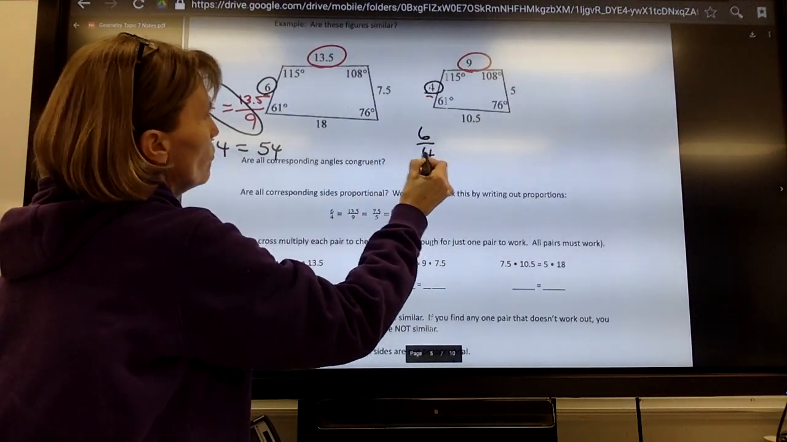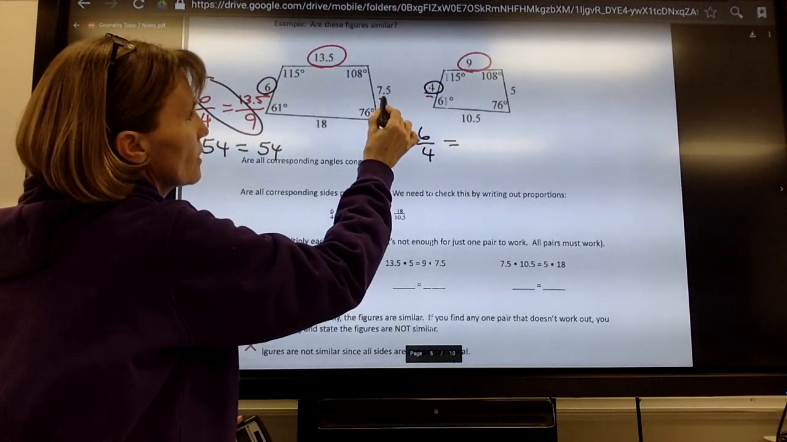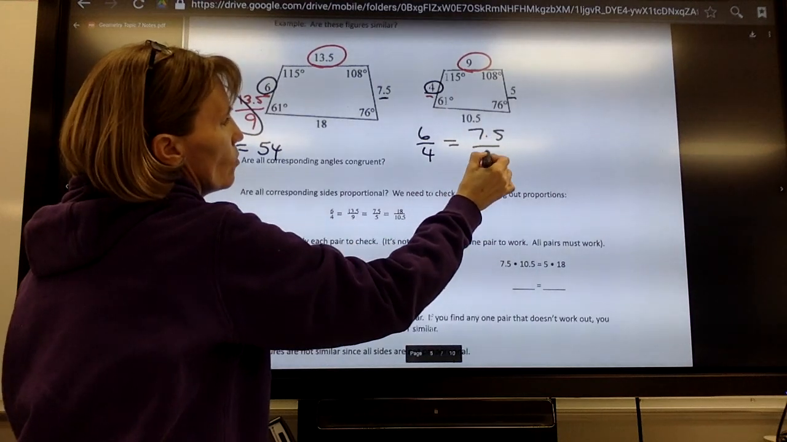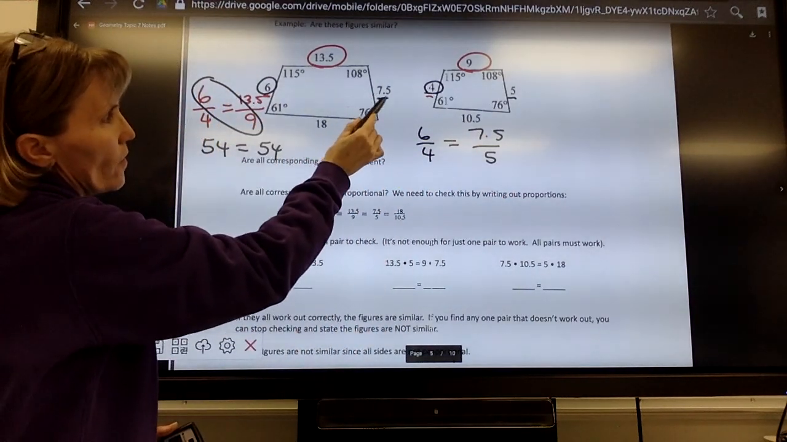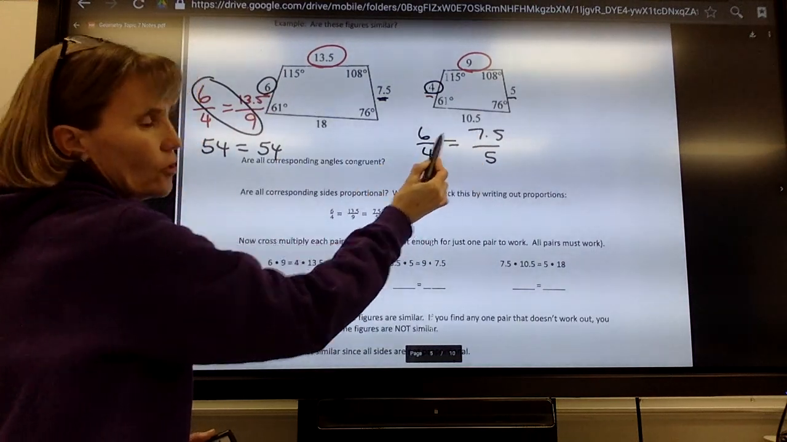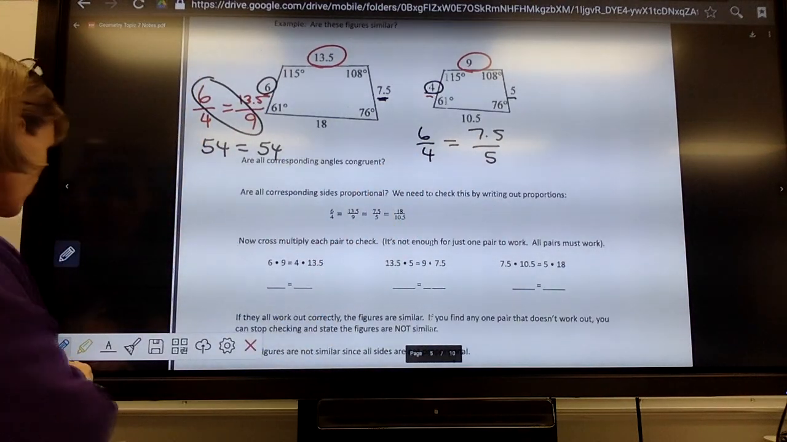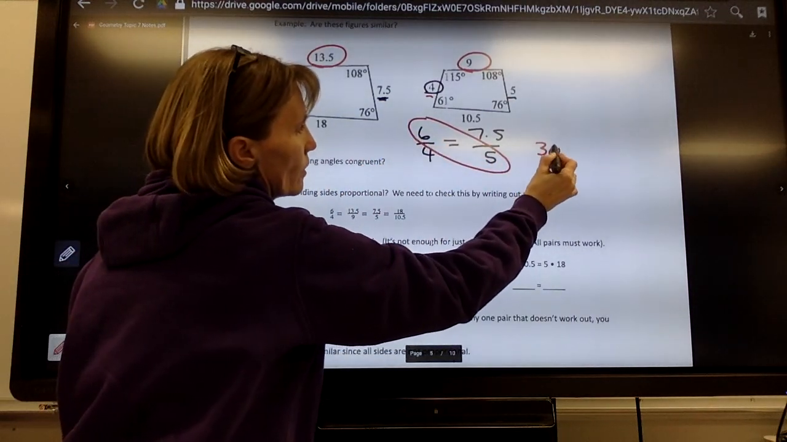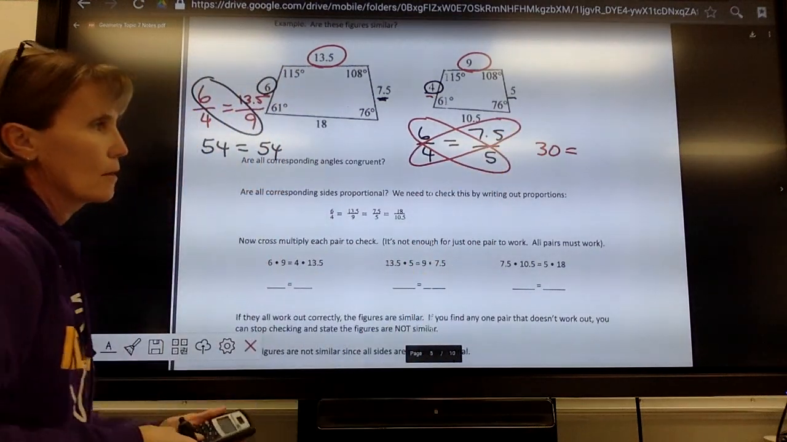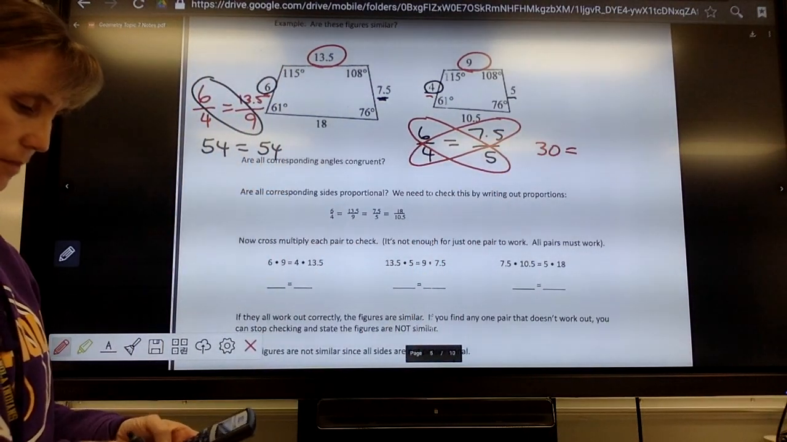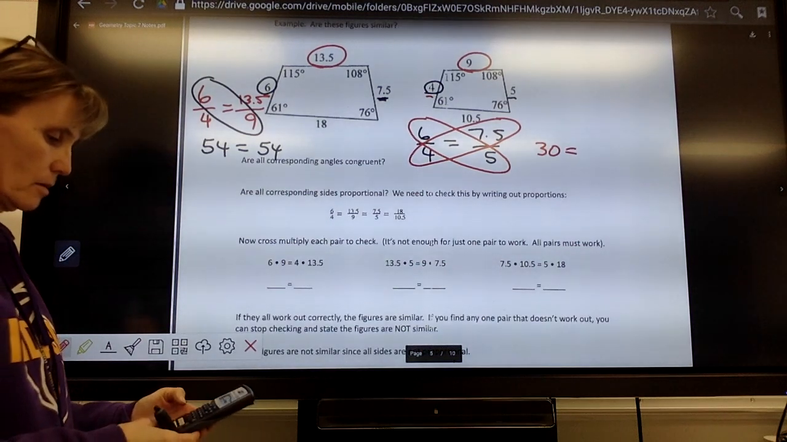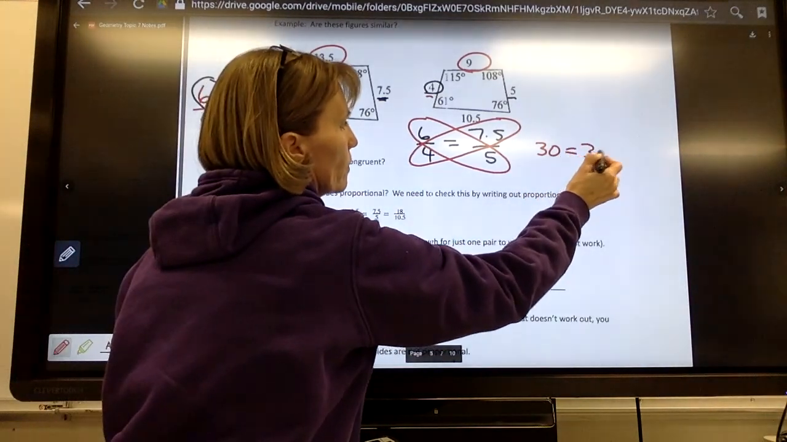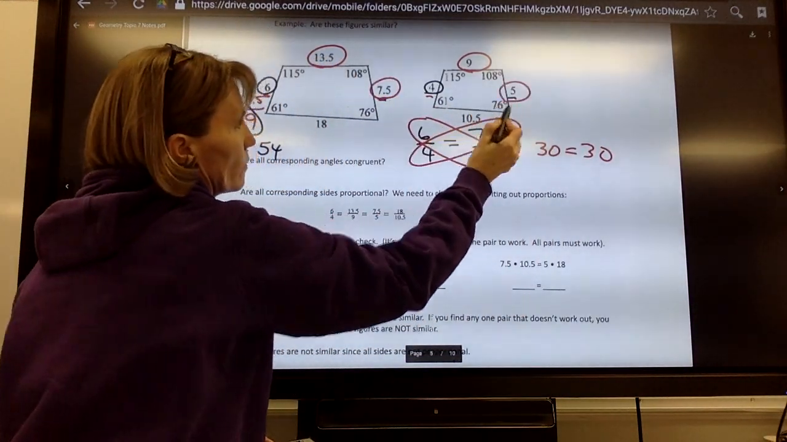I'm going to say 6 over 4. 6 is to 4. Is that the same as 7.5 to 5? These two correspond to each other. 7.5 over 5. And again, the side 7.5 is coming out of the same figure with 6, so they're both in the numerator of my ratios. Okay, I'm going to check out this cross product. So 6 times 5 is 30. Does that equal this product? Okay, 7.5 times 4. Okay, that's 30 also. So that side checks out.